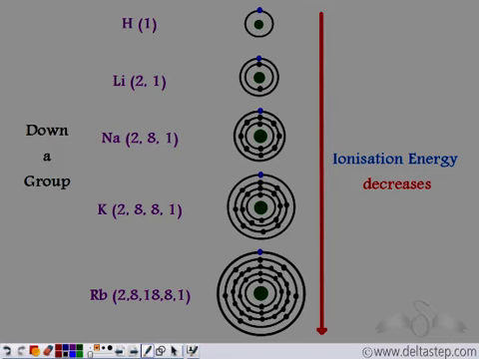As the size on moving from top to bottom in a group increases, the outermost shell electrons are away from the nucleus. So to remove the outermost electrons, we need lesser energy. And so on moving from top to bottom in a group, the ionization energy decreases.